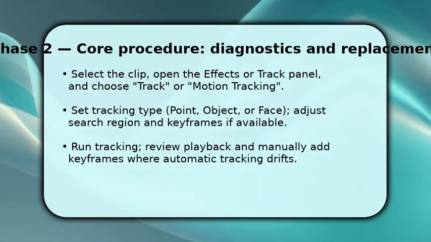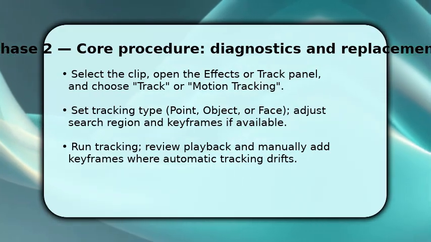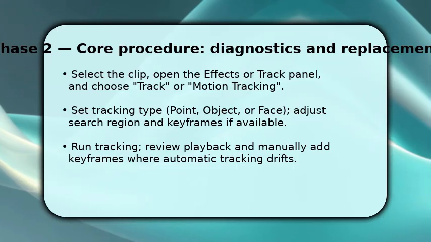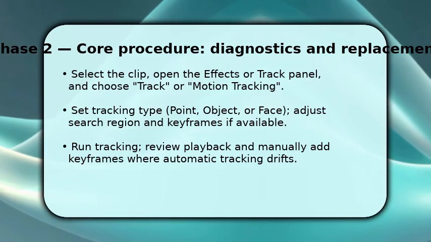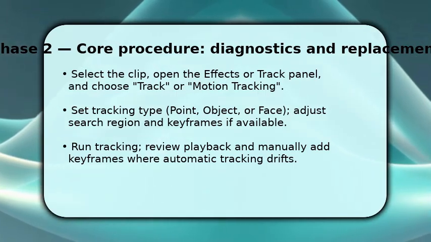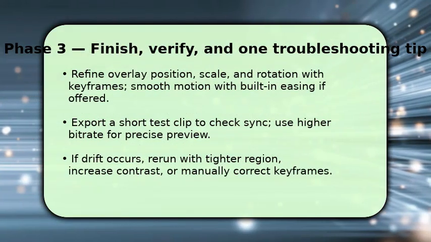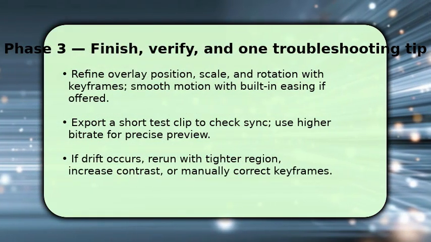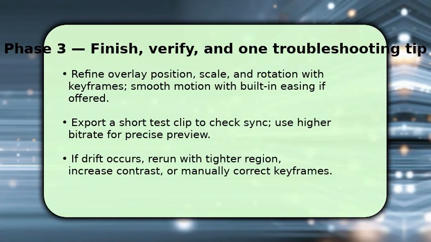If the tracker loses the target, pause, scrub to the problematic frame, add a manual keyframe, then resume tracking. This hybrid approach improves final stability. Once done tracking, refine the overlay's position, scale, and rotation using keyframes so the element sits naturally on the object. Make sure to add easing for smoother motion transitions, and export a short test clip to confirm timing and quality.